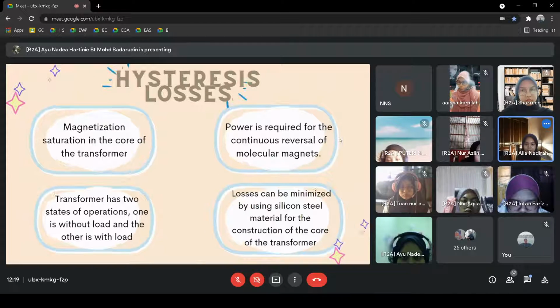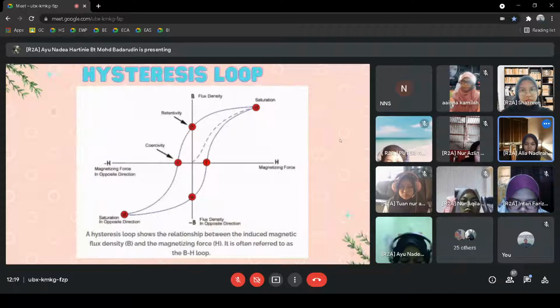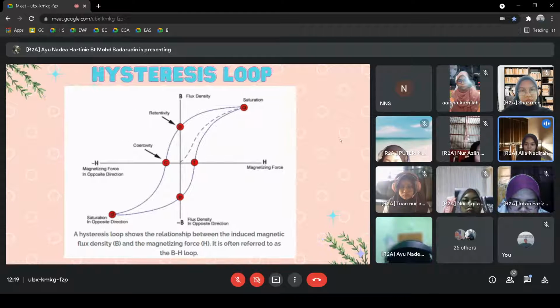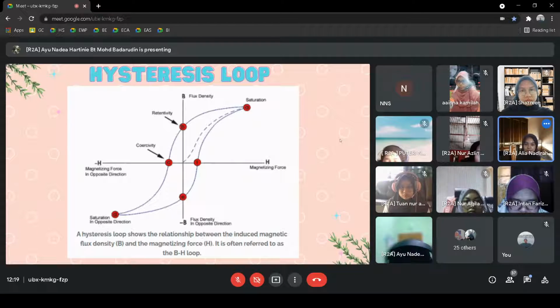Next slide. For the hysteresis loop, as you can see in this picture, the relationship between the magnetizing force H and the flux density B is shown on a hysteresis curve or loop. The area of the hysteresis loop shows the energy required to complete a full cycle of magnetizing and demagnetizing, and the area of the loop represents the energy lost during this process. So what is the benefit of the hysteresis loop? This loop gives the retentivity and coercivity value of a material.